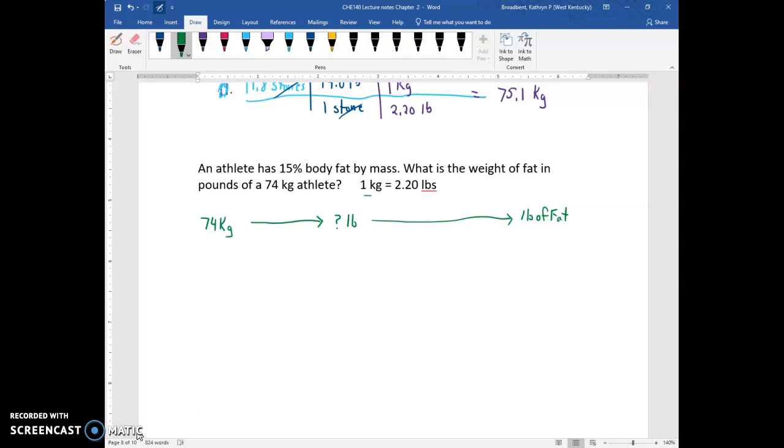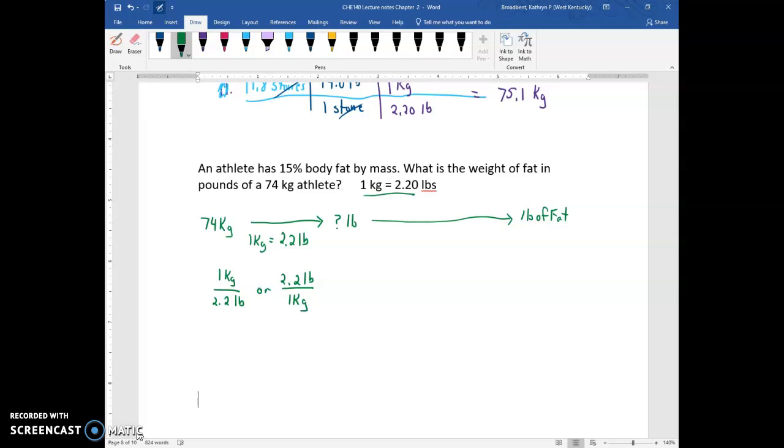And we find it right here. 1 kilogram is equal to 2.2 pounds. We can write two conversion statements. We can write 1 kilogram over 2.2 pounds, or we can write 2.2 pounds over 1 kilogram.